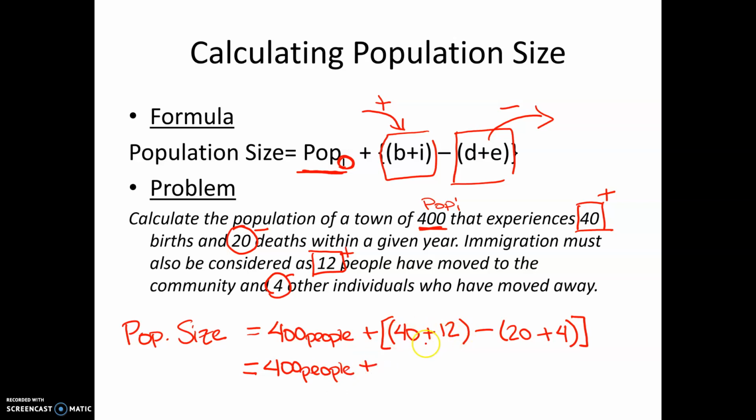plus 40 plus 12 is 52, and 20 plus 4 is 24. 52 minus 24 is 28. So 400 people plus 28 equals 428 people. So our population size is 428 people. There you go. And that's it.